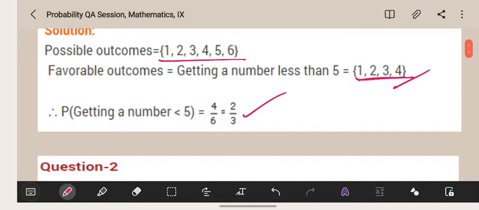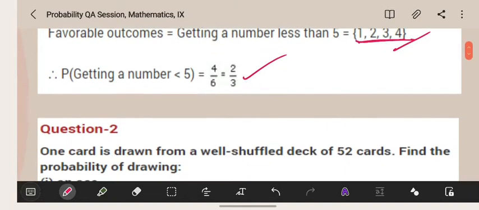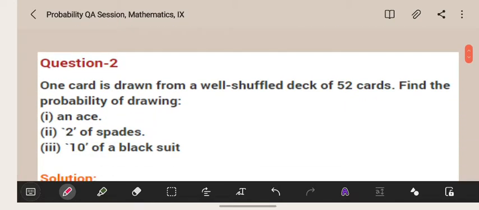Any time when I go to the solution, make sure that you pause the video, try solving by yourself and then check the solutions. Question number 2. One card is drawn from a well-shuffled deck of 52 cards. Find the probability of drawing first an ace, 2 of spades and 10 of a black suit.